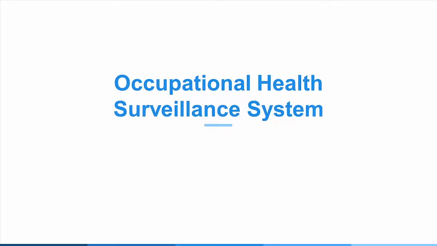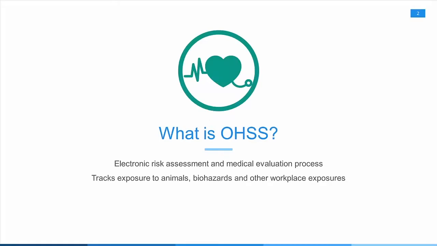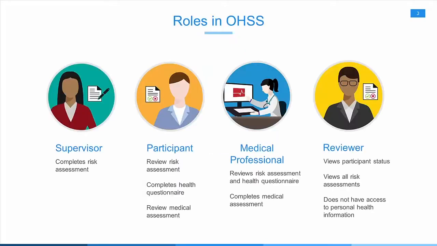Occupational Health Surveillance System, also known as OHSS. OHSS provides a mechanism for conducting a risk assessment and a corresponding medical evaluation for employees with exposure to animal biohazards and other workplace or laboratory exposures. The process is 4 steps.